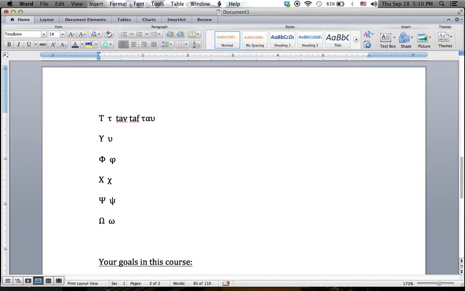Ypsilon is again something that in modern Greek would look like this. Ypsilon. What am I going to do? E again. Ypsilon. In Greek, ypsilon.